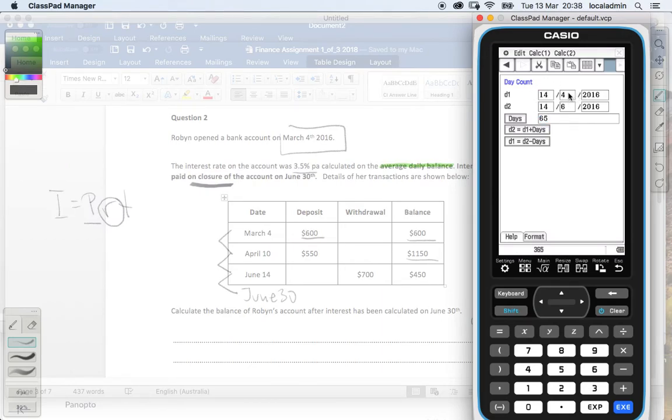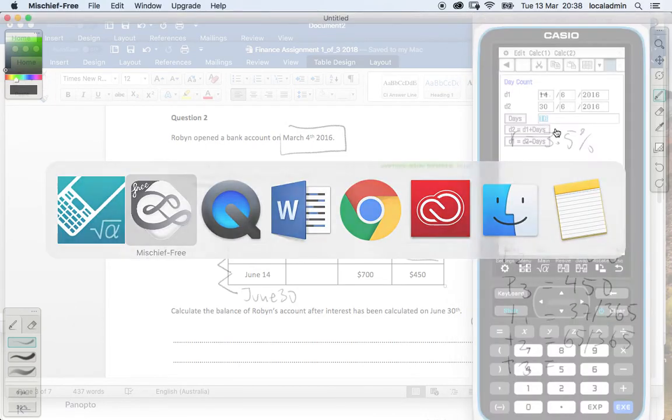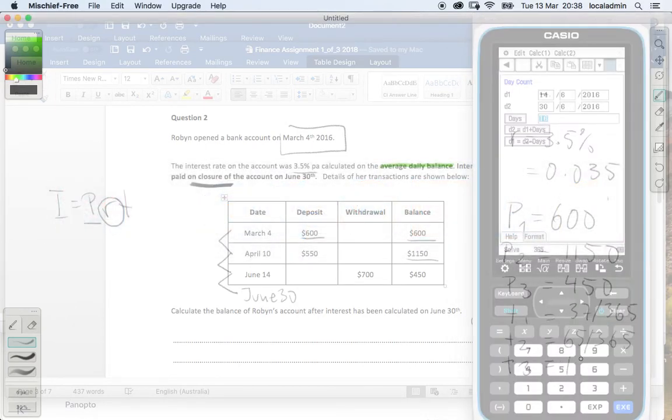we need to copy that again, from the 14th of June to the end of June, which is the 30th, and that happens to be 16 days. Is that right? Yep, that's right. So there's 16 days from the 14th to the 30th. So let's get back. So that's 16 days over 365 days. Now, is that all we need?